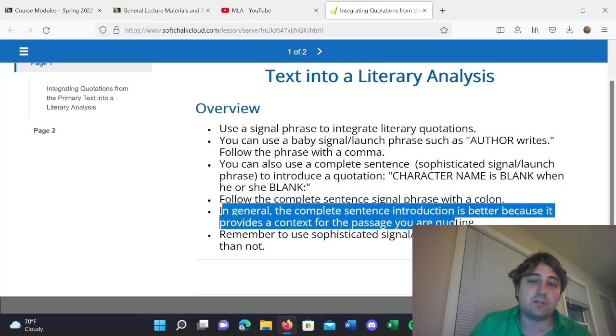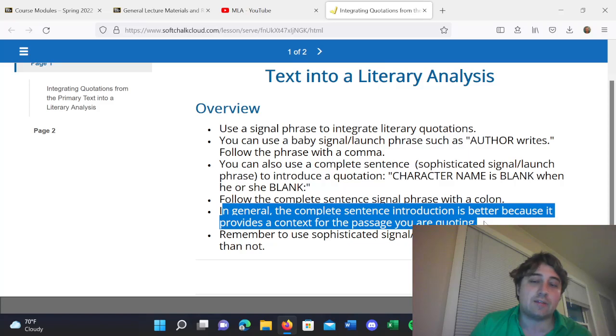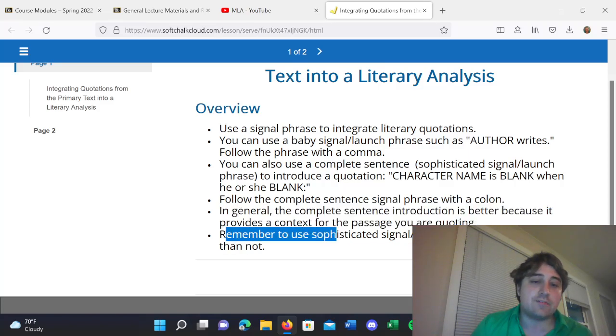In general, the complete sentence introduction is better. It provides a context for the passage you're quoting. So if you're going to quote something that a character said in the play, you might give a full sentence introducing that quote: what the character was doing, what they were talking about, who they were talking to when they said this. So use that sophisticated signal phrase more often than not.